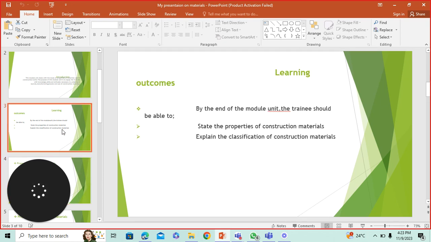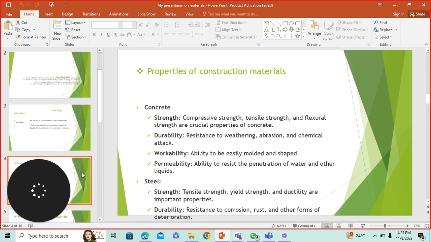First, our learning objectives. By the end of the module unit, the trainee should be able to state the properties of construction material and explain the classification of construction material. So I'm expecting that after this module, you'll be able to state the properties of these construction materials and explain how they are classified.